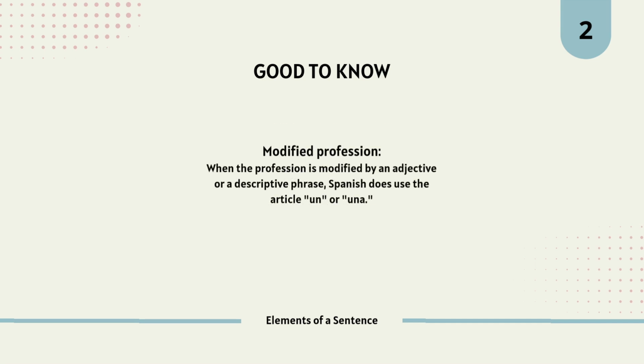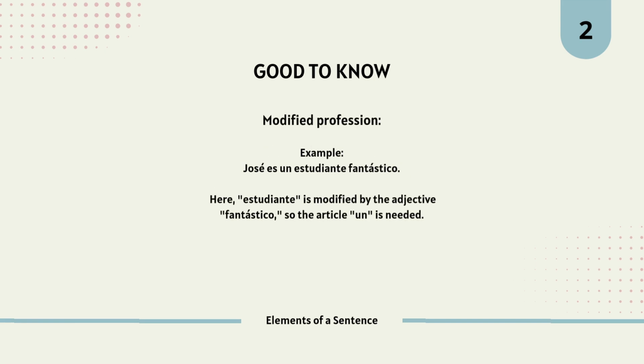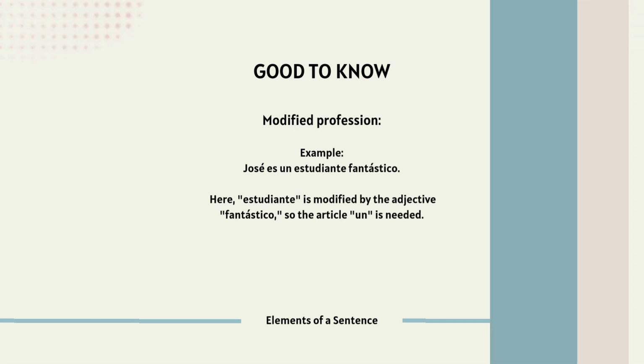But when a profession is modified by an adjective or a descriptive phrase, Spanish does use the article un or una. For example, José es un estudiante fantástico. José is a fantastic student. Here, estudiante is modified by an adjective, fantástico, so the article un is needed.